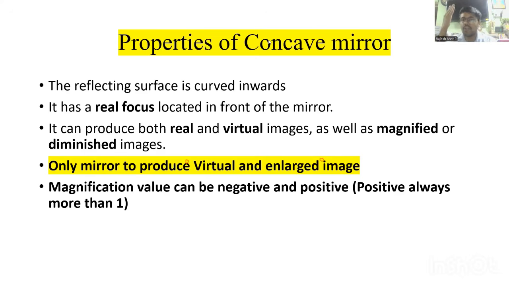Plus means straight: a virtual, straight image comes when it becomes big, between F and P. So for this mirror the magnification value can be +2, +3, +4. Can it be -3? Yes, it can be -3. Minus means it comes upside down, and it becomes bigger. Okay, so the only mirror where magnification can be both minus and plus is the concave mirror.